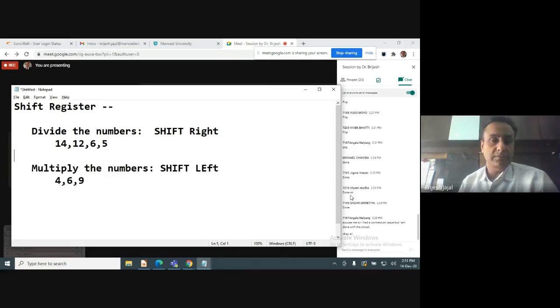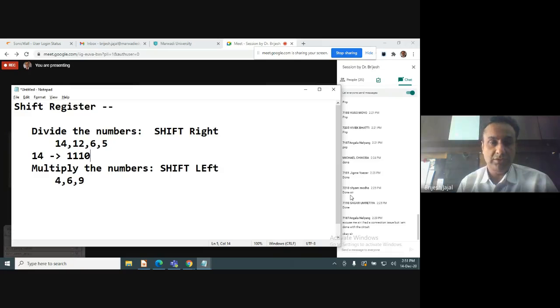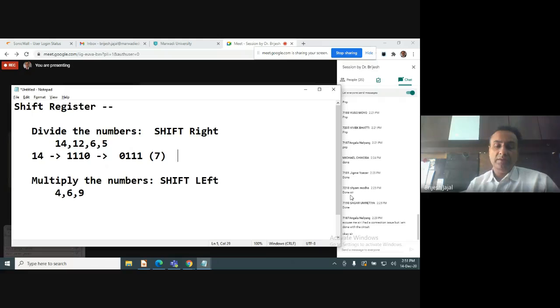Now what you have to do? I will show you one example. Number 1, that is for 14. What's the value of 14? 1110, sir. 1110. Now when I shift on the right side, it becomes 0111. So that is 7. Right? So I'm getting the correct answer.